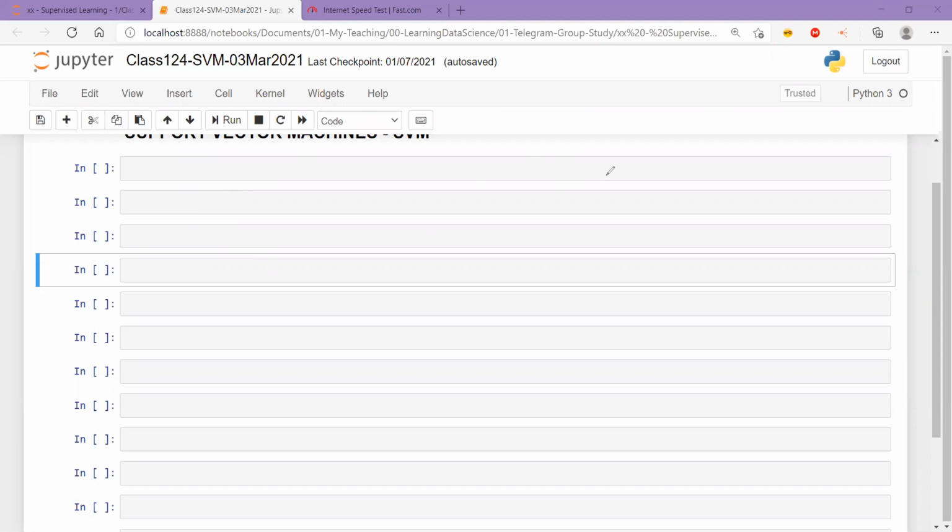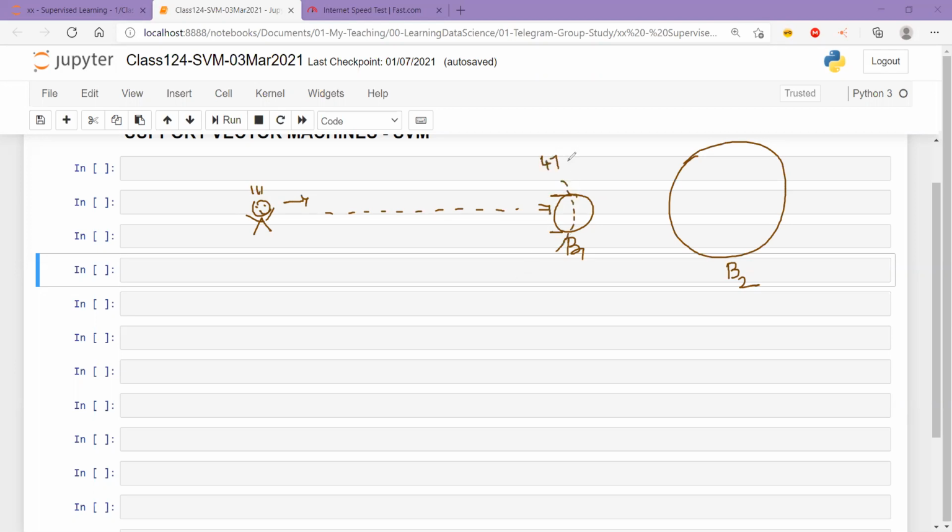So related to SVMs, if you remember, the example which we took was that of two balls. Let's say I have ball one and I have a bigger ball, ball two. If there is a person standing over here, and this person is asked to look at this ball, from his viewpoint he can only look at approximately 47 or 48% of the ball, because the rest of the ball is a black box for him, right?